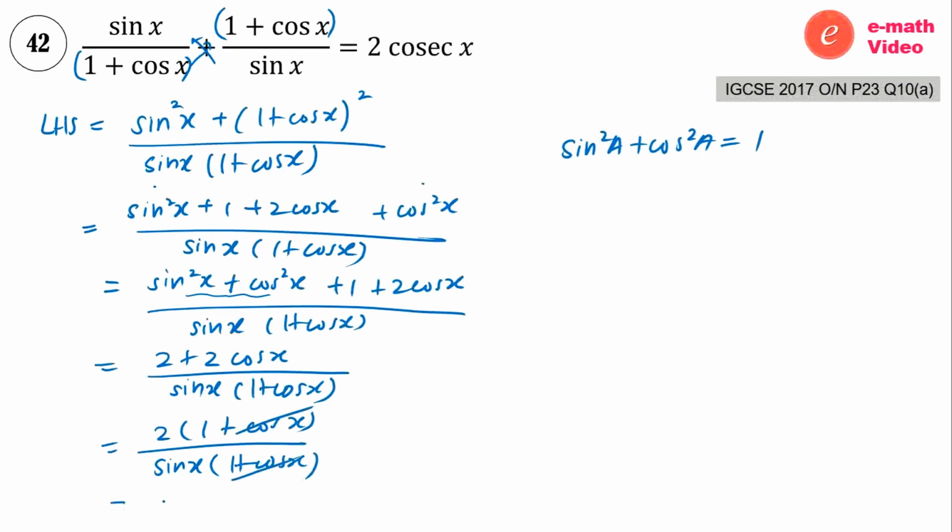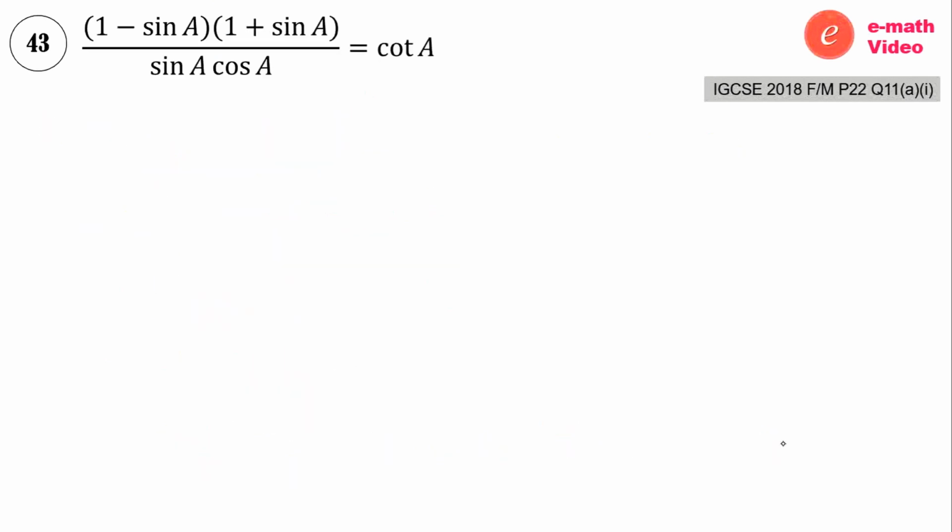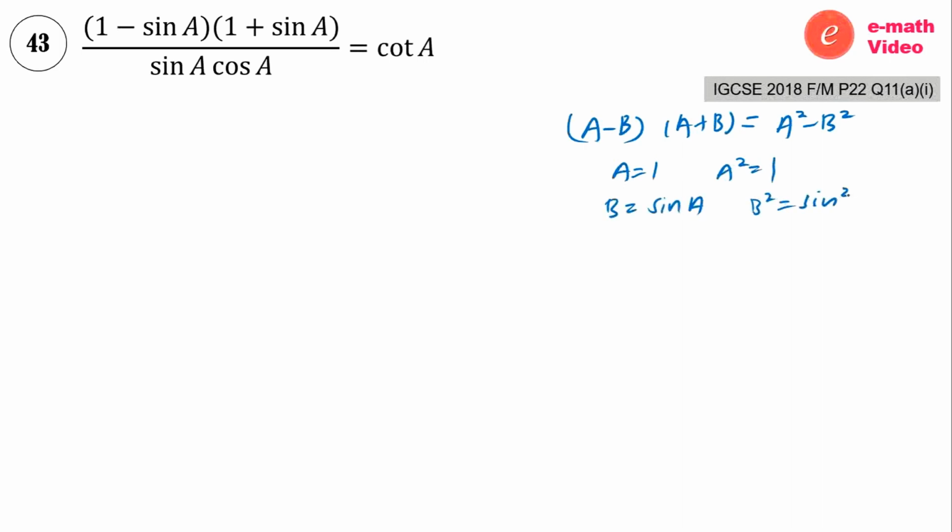Equals to 2 over sine x equals to 2 times 1 over sine x equals to 2 cosecant x. Proven. Number 43. This one, our friend again. See, a minus b times a plus b equals to a square minus b square. This is very useful, you see. And in this case, our a is 1, so a square is 1. B is sine a, so b square is sine square a.